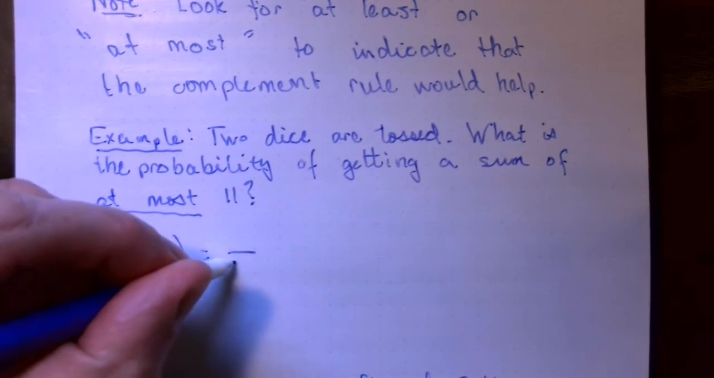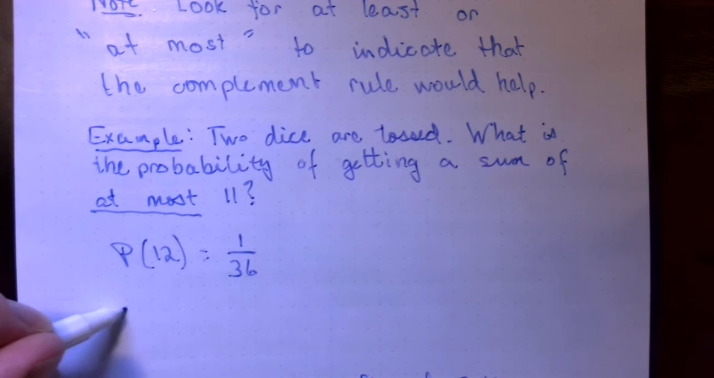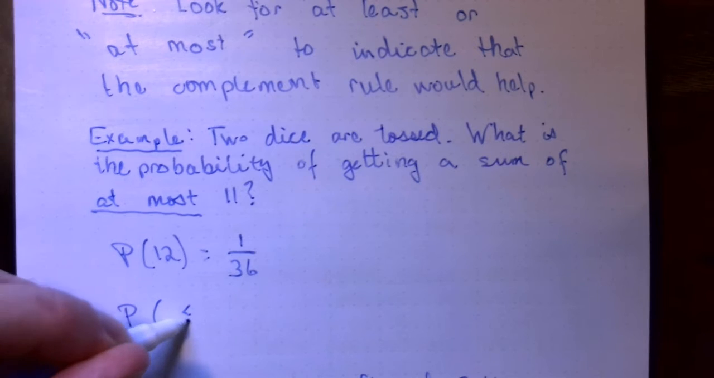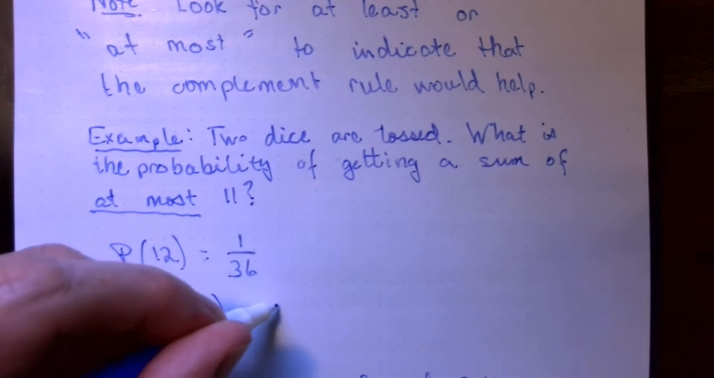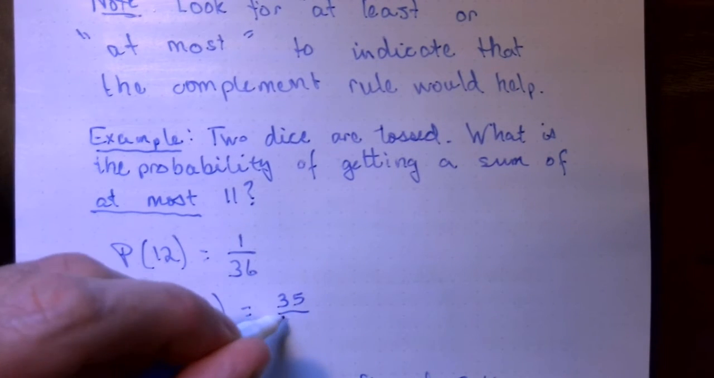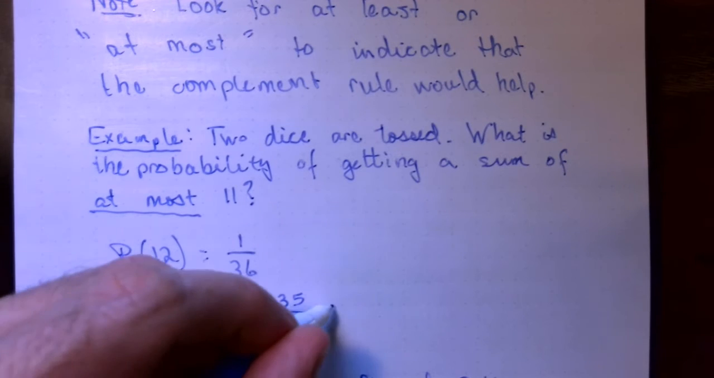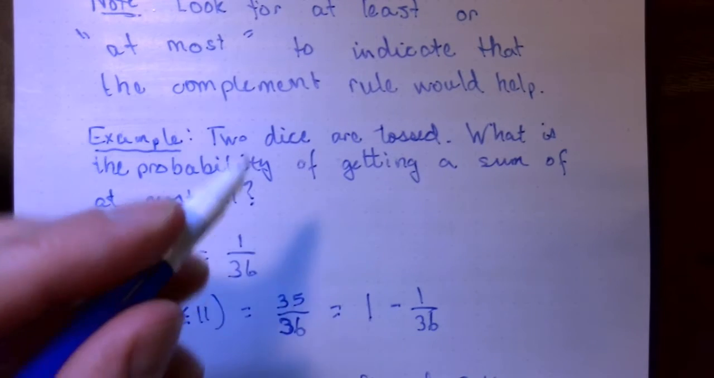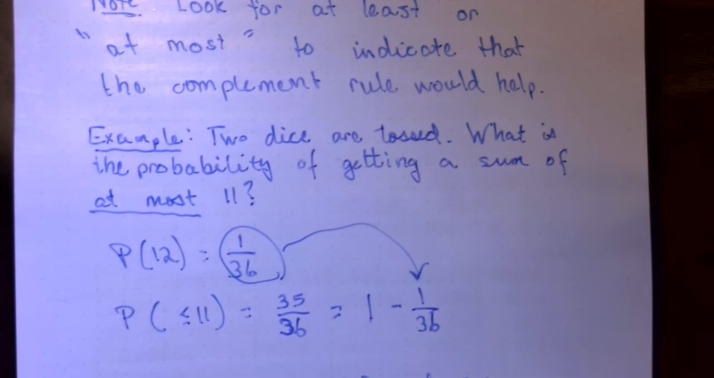Now we know when we toss 2 dice, there's 36 possible outcomes. There's only one way to get a 12. So the probability that we can get less than or equal to 11 is 35 out of 36, because there's only one way not to get that. In other words, what we do is we do 1 minus this probability that we just figured out.